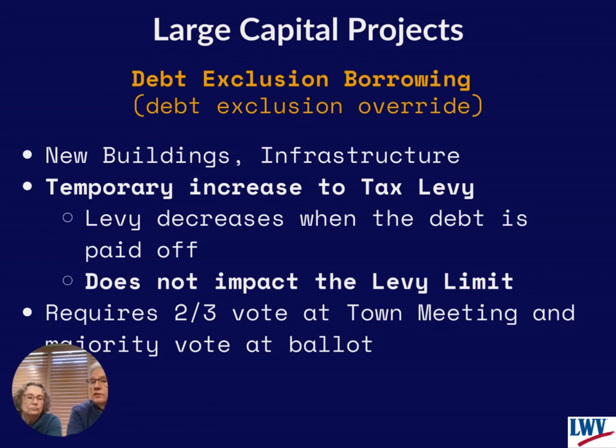These are often called debt exclusion overrides, but the increase in the levy, that is, your property taxes, is temporary. It's just for the duration of the loan. Because the increase is temporary, it is not included in the calculation of the levy limit. So, debt exclusion borrowing requires both a two-thirds vote at town meeting and a majority vote at a townwide election.